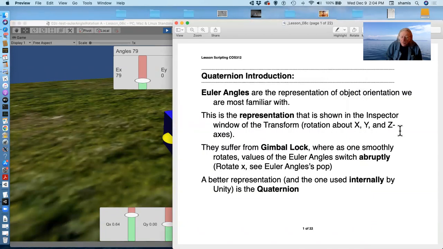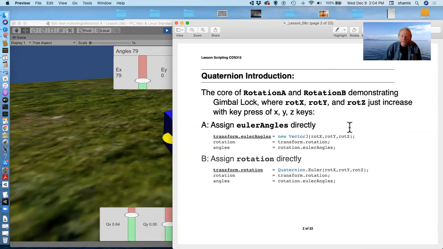So a better representation of an orientation, and the one that is used internally by Unity, is called the quaternion. This is what that little program is doing. There are two different versions of it. One where I'm assigning the Euler angles with a Vector3, and the other where I'm assigning the rotation of the object with Quaternion.Euler of X, Y, and Z. They're functionally identical. And then I look up the rotation and the angles, which is what is displayed over here.